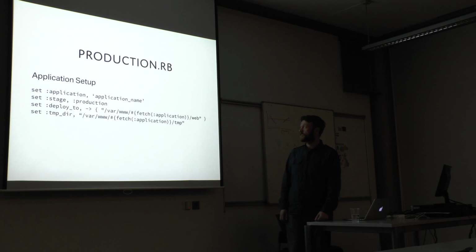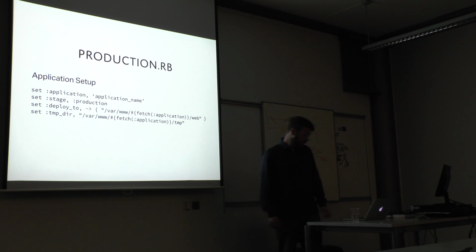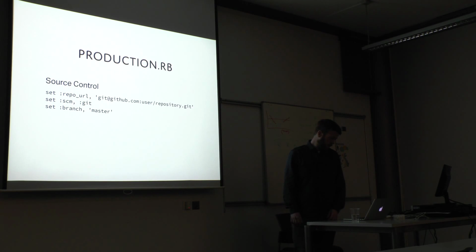Deploy_to is simply the path on the server that it's going to be sent to. And tmp_dir is where it will be used for things like Composer caches and things like that. Just obviously temp stuff.